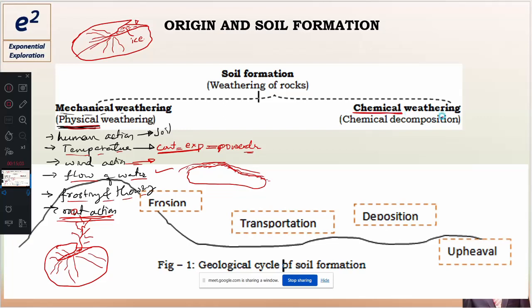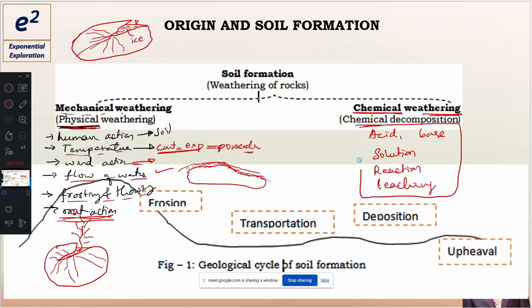Next, coming to the chemical weathering. Chemical weathering means there are some chemicals. It might be acid, or it might be base, or it might be a solution, any form of solution, or it might be any form of a reaction, or it might be leaching. These all are causing the weathering of rocks. Then these are all called as chemical weathering.